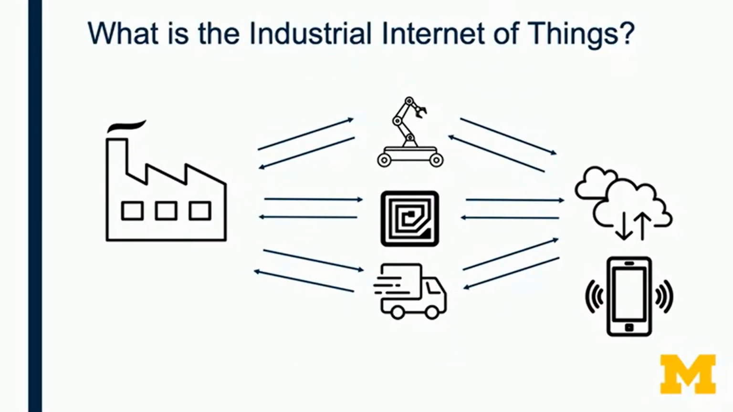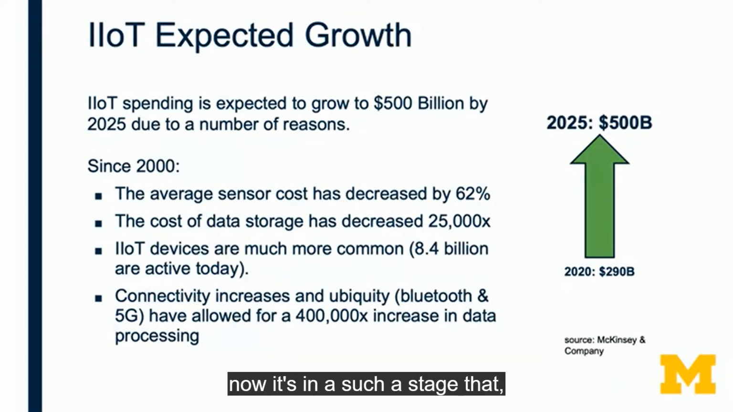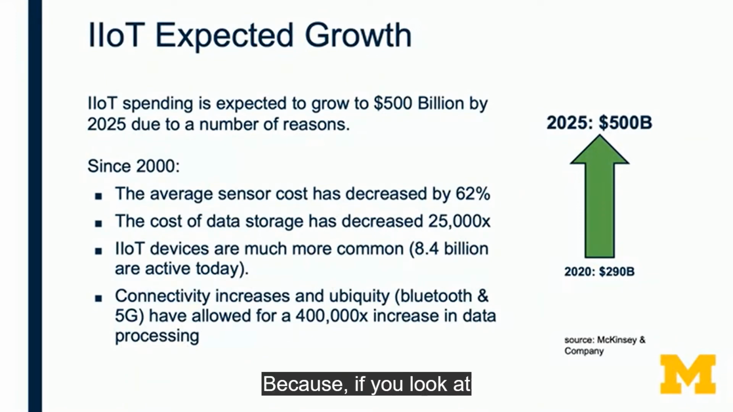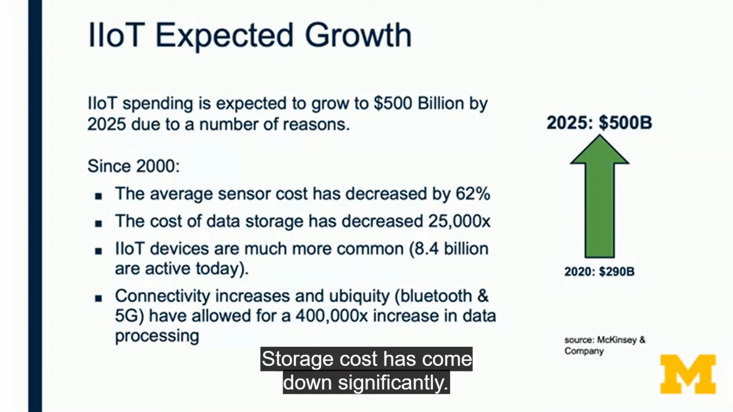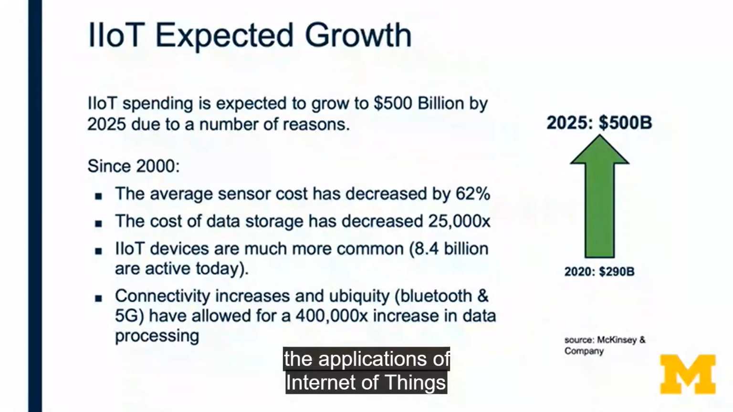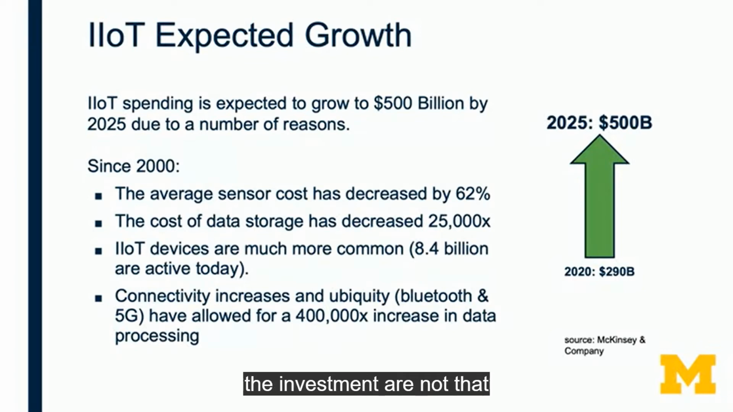The economics of the IIoT technology now is in such a stage that we can actually easily justify the business value investments. Because if you look at primarily the trends in terms of the cost and power of microprocessors, the power has gone up and the cost has come down significantly. Storage cost has come down significantly. These are some of the big trends that are making the applications of Internet of Things viable economically, in the sense that as a business, you can easily make a business case because the investment is not that high as compared to the returns you get back.